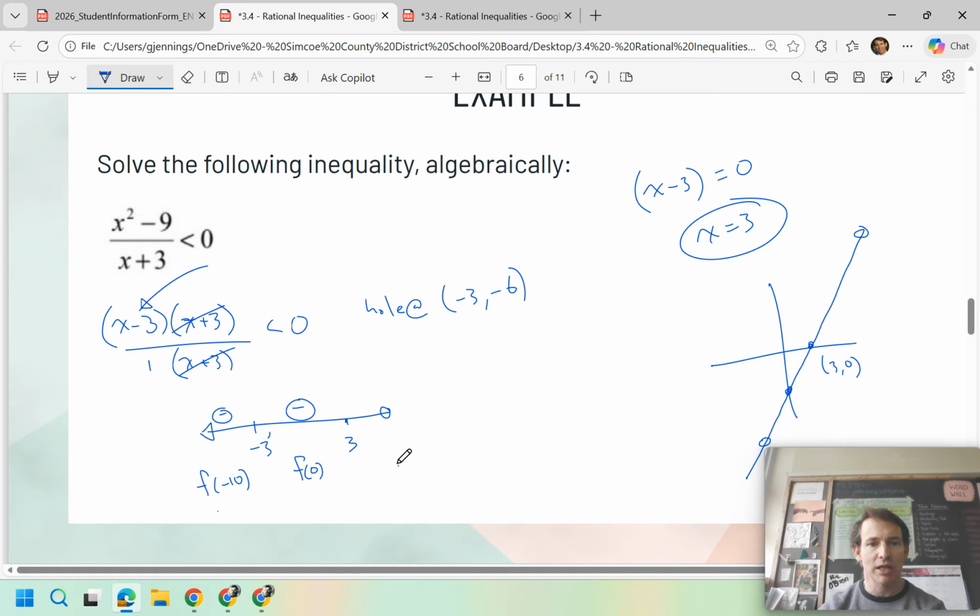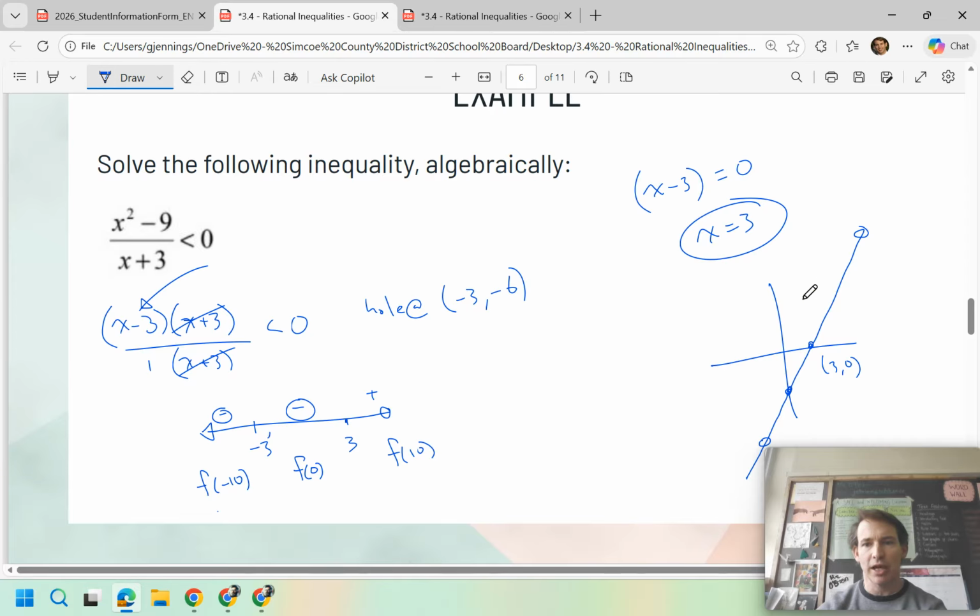And then past 3, let's test f at 10. Last time I checked, 10 minus 3 was 7, and 7 is a positive number, so there you go. So we have this one is 3. Oh, wait, where's this less than 0? Oh my goodness, that's a much better question. Okay, where's this less than 0?